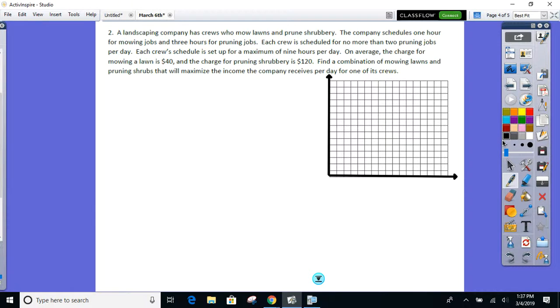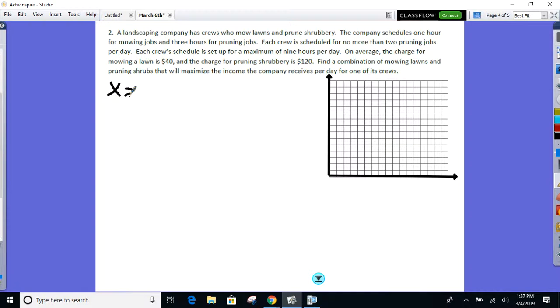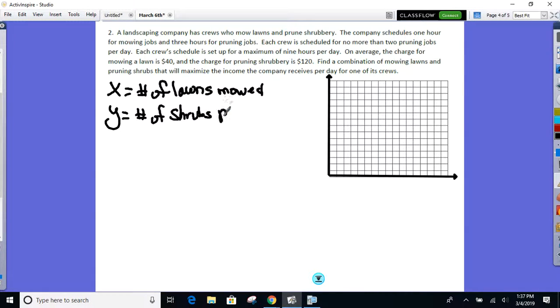All right, first thing right off the bat, need variables. X and Y. You're not going to have more than two. What am I looking for? X will be what? Number of lawns? Sure. Mowed. And Y will be number of shrubs pruned. So get your variables done first.